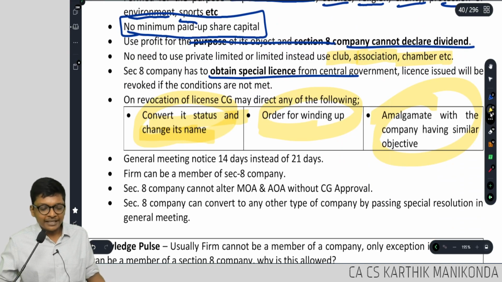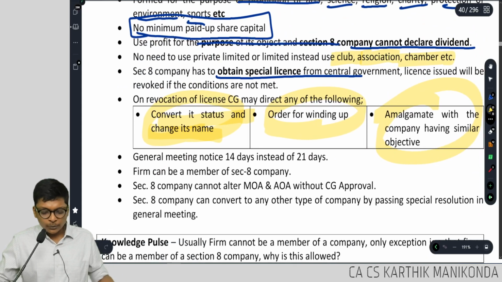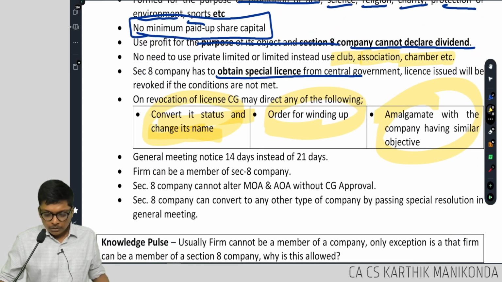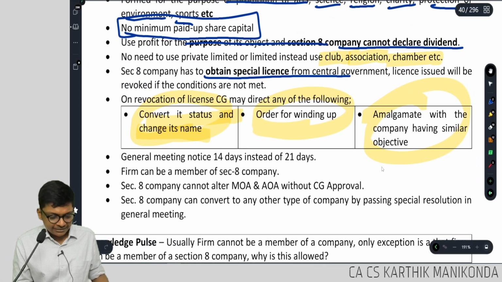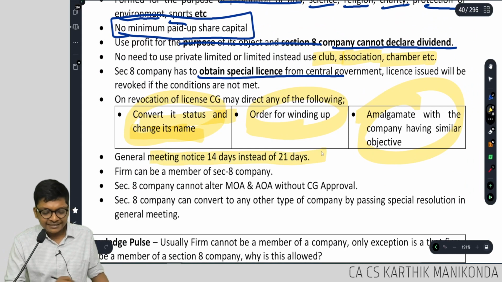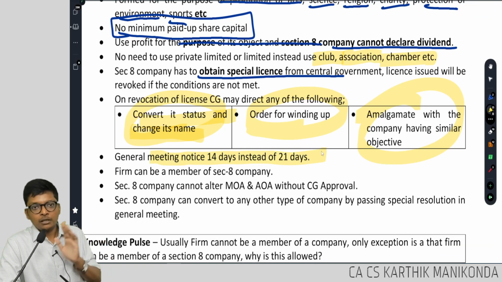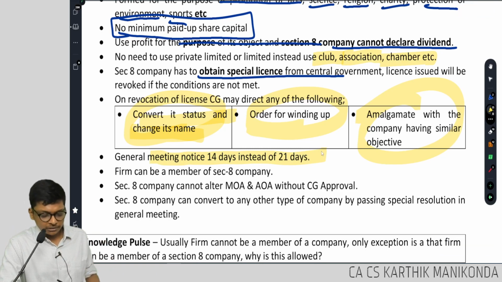Now, we have some other points which are related to other chapters, but I'll still quickly run through them. But later you will get more relevance. You will understand them little later. First, general meeting notice is 14 days instead of 21. You will understand this when I go to meetings chapter. For now, don't give it much importance.